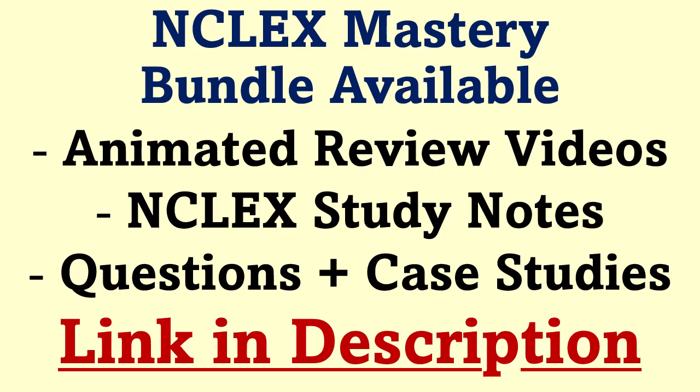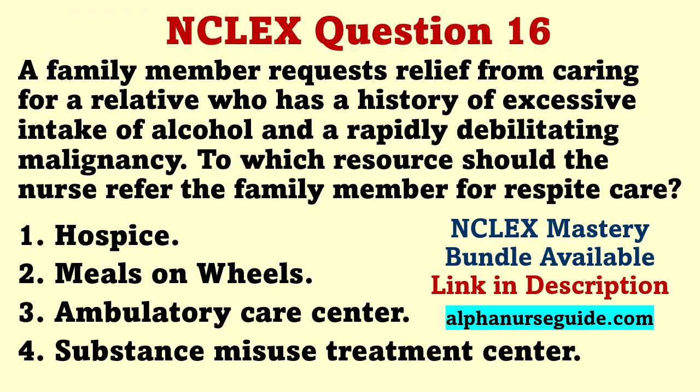Back to the questions. A family member requests relief from caring for a relative who has a history of excessive intake of alcohol and a rapidly debilitating malignancy. To which resource should the nurse refer the family member for respite care? 1. Hospice. 2. Meals on Wheels. 3. Ambulatory Care Center. 4. Substance Misuse Treatment Center.